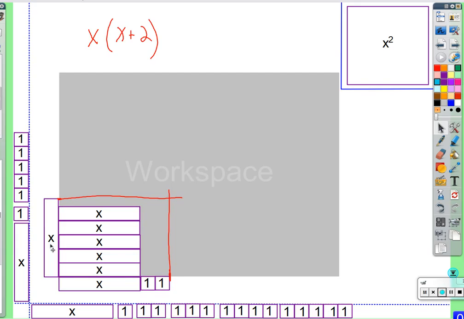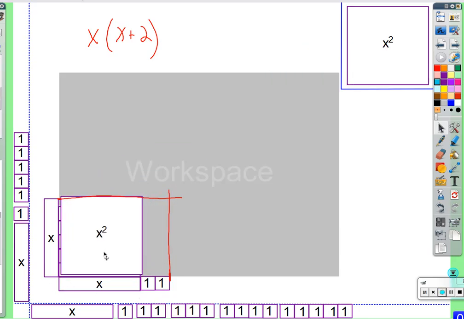This part of the rectangle needs to be x here and x here. So what is x on one side and x on the other side? X squared. That's what we want. Isn't that what x times x is? X times x is x squared. X squared is just a way of shortening up x times x. It means 2 x's multiplied together.